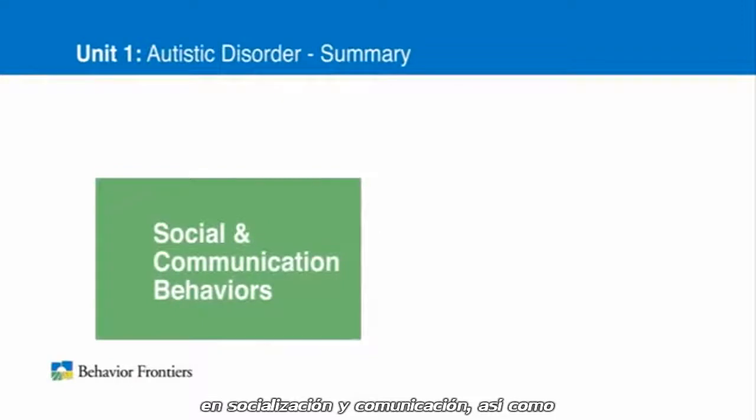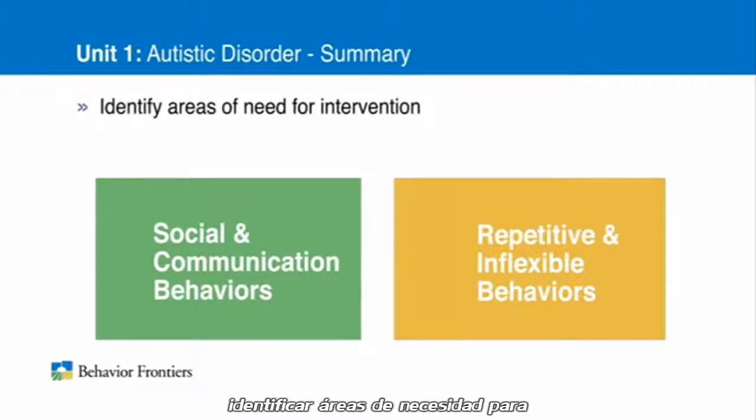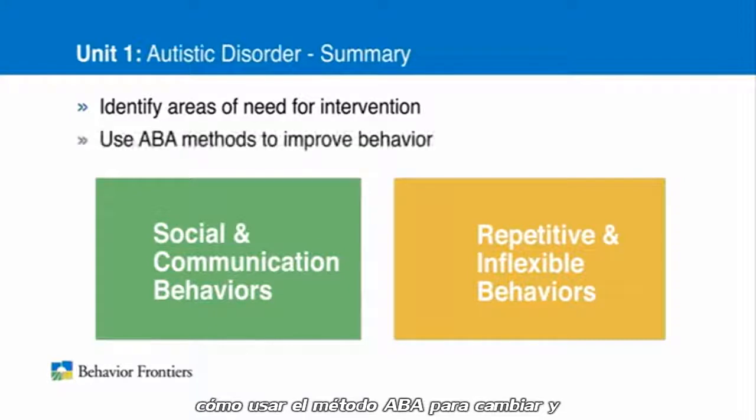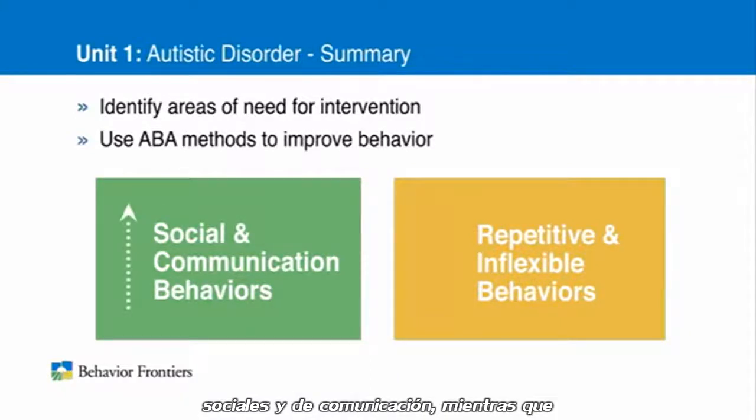Now you have learned that the diagnosis of autism is made up of difficulties in socialization and communication, as well as repetitive and inflexible behaviors. With this knowledge, you should better be able to identify areas of need for intervention for students with autism. Also, in the upcoming units, you will learn how to use ABA methods to change and improve the behavior of students with autism by increasing their social and communication behaviors, while at the same time decreasing their repetitive and inflexible behaviors.